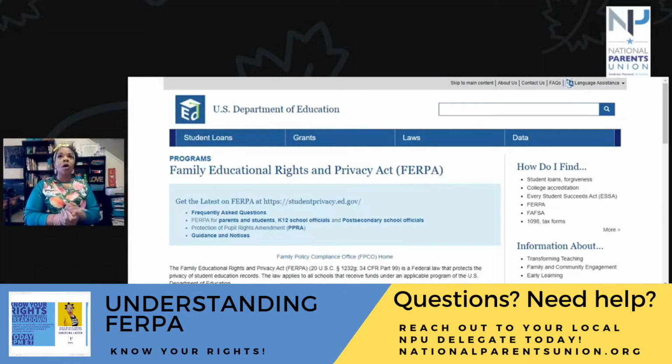Because it is about students, they have to identify and define what a student is. According to FERPA, a student is an individual who is enrolled in and actually attends an educational institution. I know that a lot of us are learning virtually right now, so does that include virtual students? Yes. The regulations provide that attendance includes, but is not limited to, attendance in person or by correspondence.